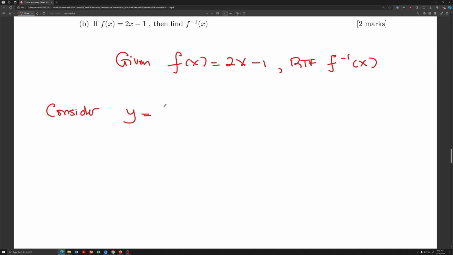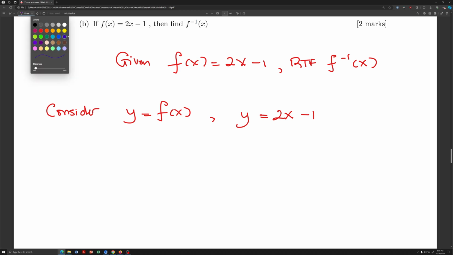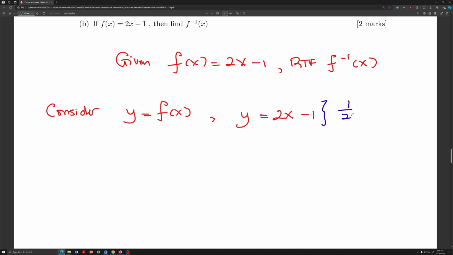y is equal to f of x. And of course, the theory of this was already covered in our lecture notes. So if y is equal to f of x, and this is my f of x, then write y is equal to 2x minus 1, because that is what my f of x is. So just for writing this, based on this current mark scheme, I will get, let's say, a half mark, just for writing this.